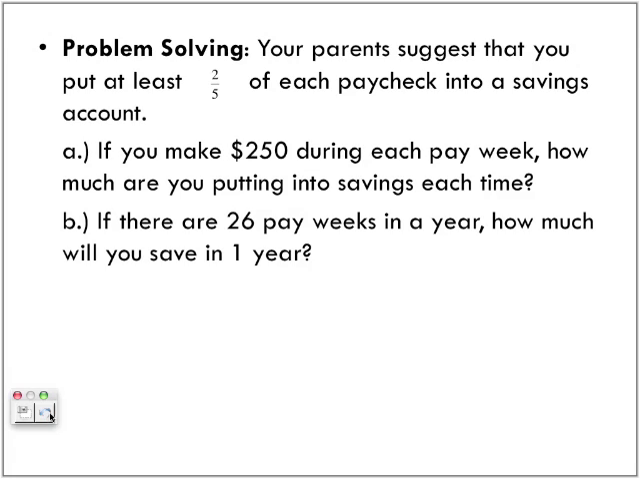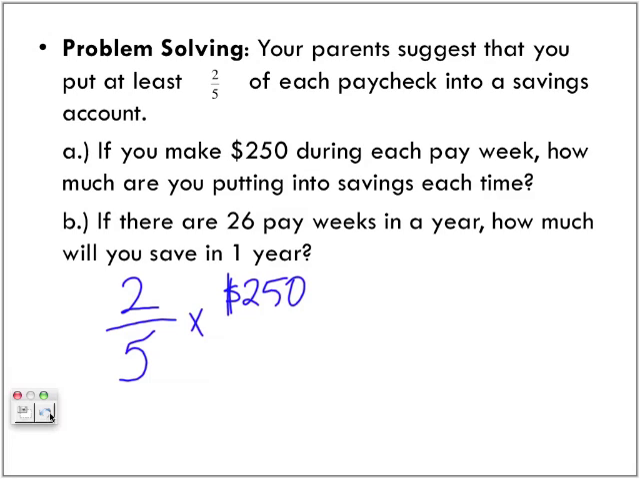Let's look at the following. You're asked to put away 2/5 of your paycheck into savings. Put that into the bank. How much are you making in the pay week? Every 2 weeks? How much? $250, right? So we want to find, of the $250, 2/5 of it. So we're multiplying a fraction by a whole number.